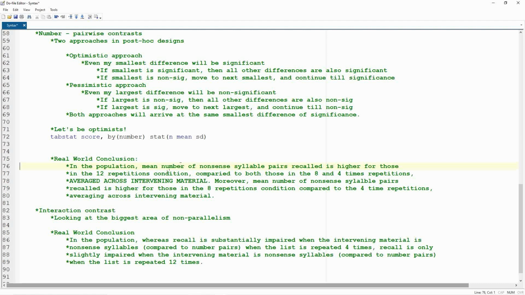In the population, the mean number of nonsense syllable pairs recalled is higher for those in the 12 repetition condition compared to both the 8 and the 4 times repetition, when we average across the intervening material. Moreover, the mean number of nonsense syllable pairs recalled is higher for those at 8 repetitions compared to 4. So because our smallest difference is significant, we're saying that all of our pairs are different. And you could include your obtained and your critical Fs in there if you wanted to as well, and I would recommend it.